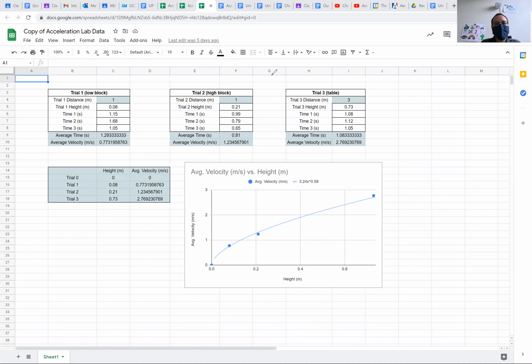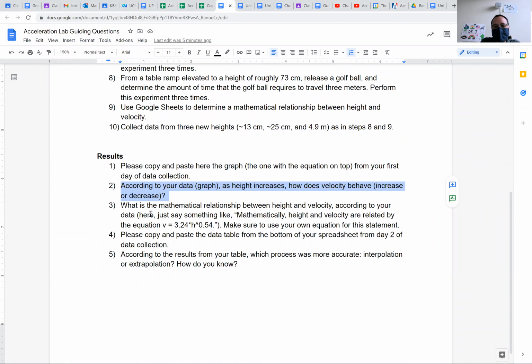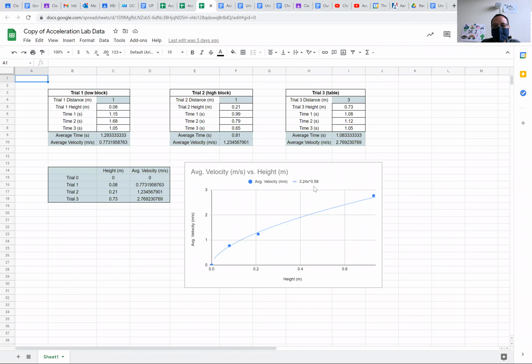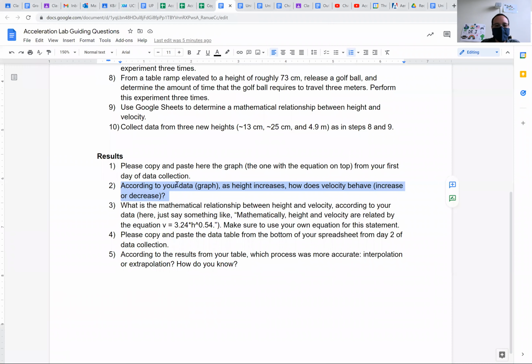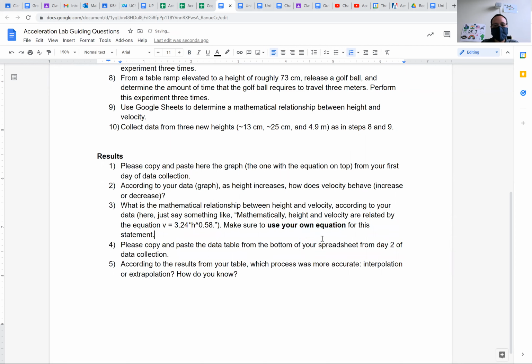And then the next question asks, what is the mathematical relationship between height and velocity according to your data? So here, you're just going to say mathematically height and velocity are related by the equation, and you're going to plug in your equation. My equation is 3.24 times height to the power of 0.58. Let me go ahead and update that. You'll use your own equation. I'll just make that bold for this statement.